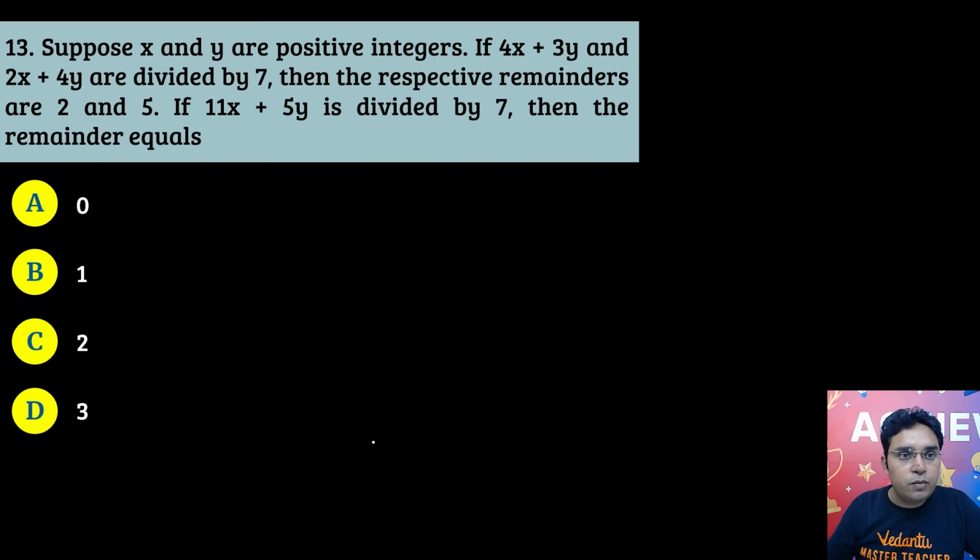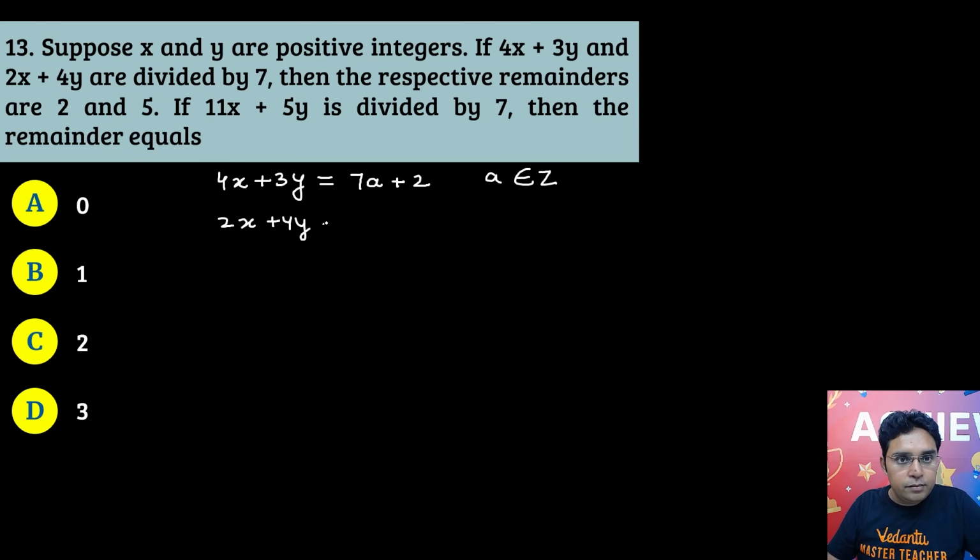Okay, now coming to the next question, we are given that suppose x and y are positive integers. If 4x plus 3y and 2x plus 4y are divided by 7, then the respective remainders are 2 and 5. If 11x plus 5y is divided by 7, then the remainder equals. So here this 4x plus 3y will be of the form 7a plus 2, a is some integer, because it gives you remainder as 2. Similarly, this 2x plus 4y is 7b plus 5 because it gives remainder as 5. b is also some integer.